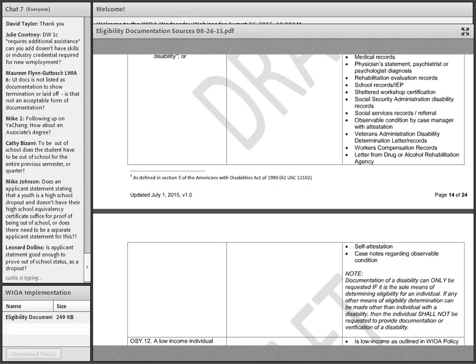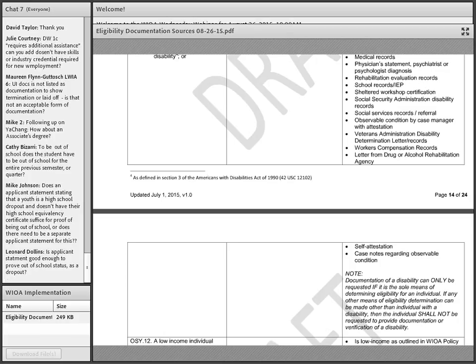Nope, you're 100% right, Amy. That's the reason why I didn't say the case note regarding an observable condition. That's not going away. That's going to be there. The self-attestation needs to go away, because why have the person write a self-attestation about that? You're right. You could observe it. Your case manager could put a case note in stating Jim is deaf and that's his disability, and that would support it. You're 100% right.